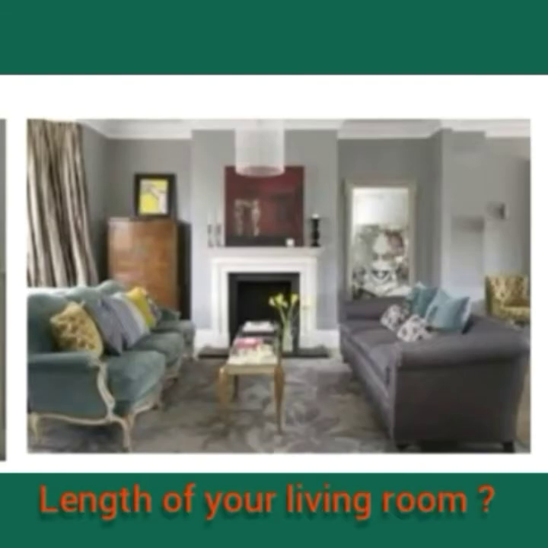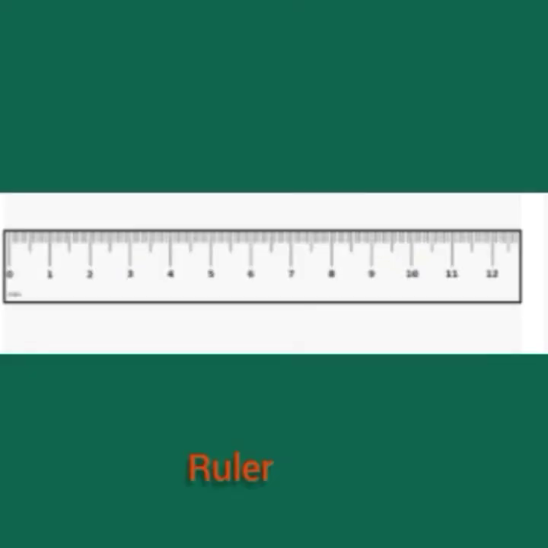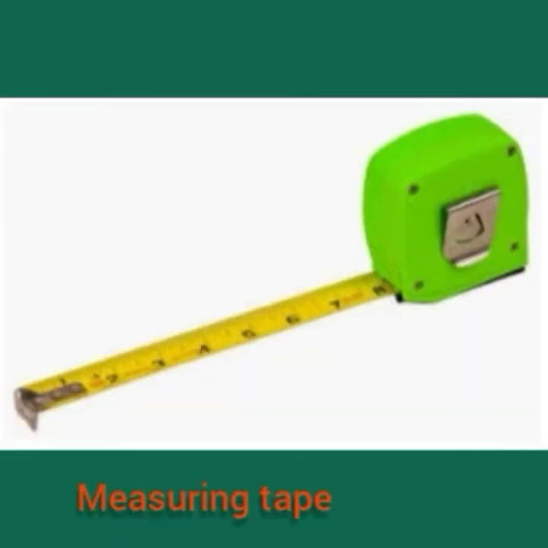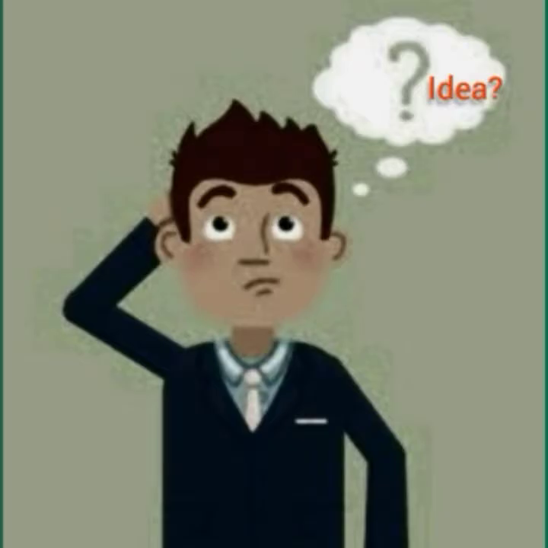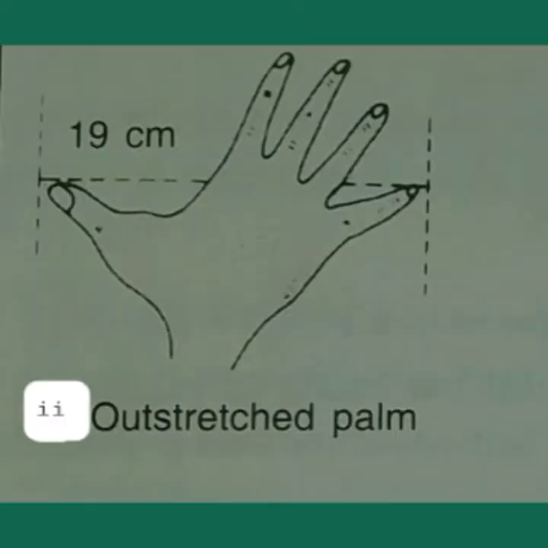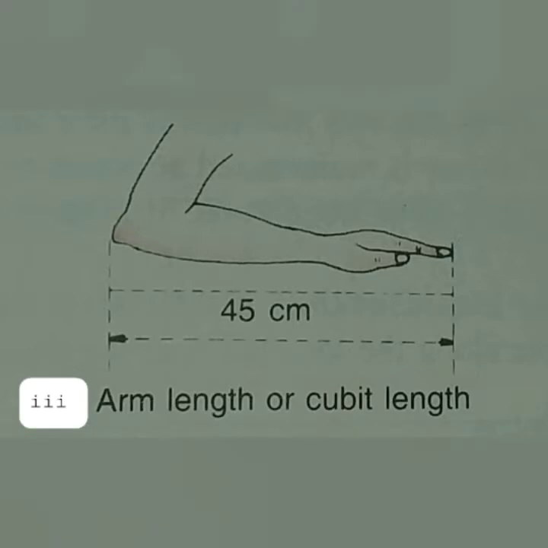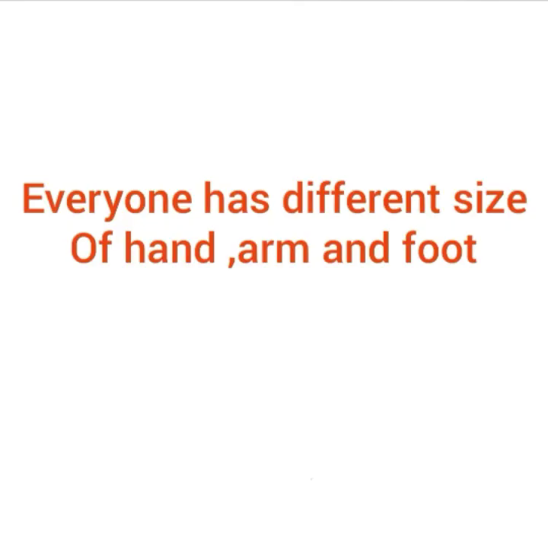Now, dear students, if I ask you to measure the length of your living room, then you will take out a ruler or a measuring tape to measure the length of the room. But suppose that these tools are not available, then you will think of some other idea. You may use your foot length to measure the length of the room or an outstretched palm, and one of you may use arm length or cubit length to measure it. But these are not fixed lengths because as the person changes, the measurement taken also changes.